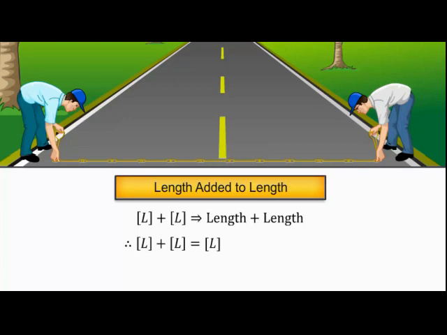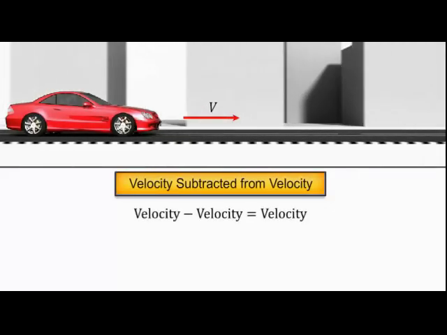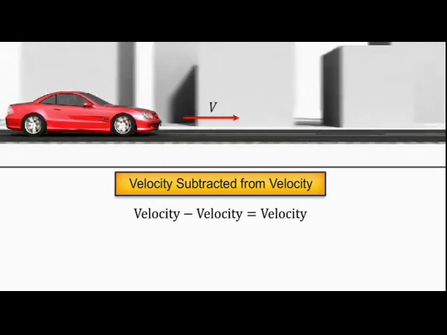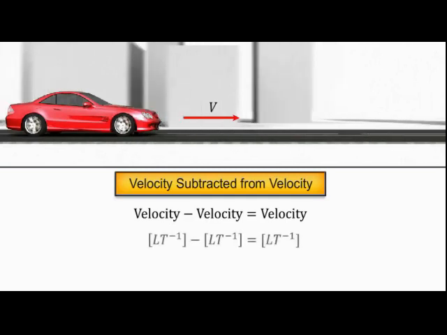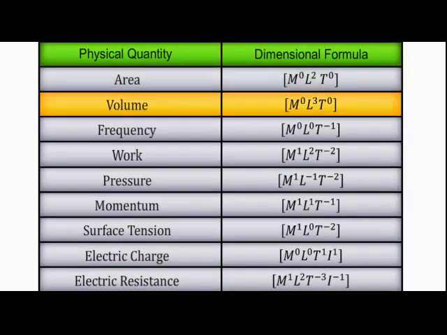Similarly, if velocity is subtracted from velocity, we get velocity. Thus, LT power minus 1 minus LT power minus 1 equals LT power minus 1. The table shows the list of some of the physical quantities and their dimensional formulae. You will learn about the applications of dimensional formula later in the course.